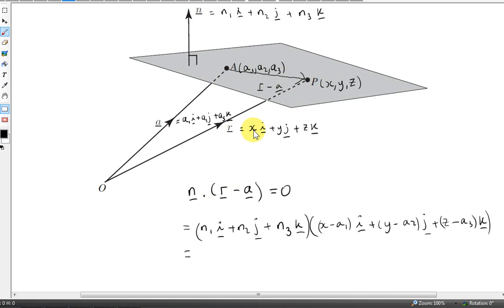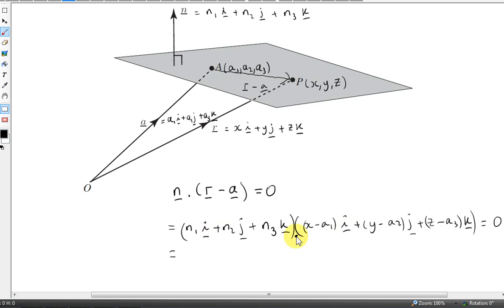To get vector r minus a, we just subtract corresponding components. So the i component is going to be x minus a1, the j component is going to be y minus a2, the k component is going to be z minus a3. The dot product of these two vectors must equal 0.